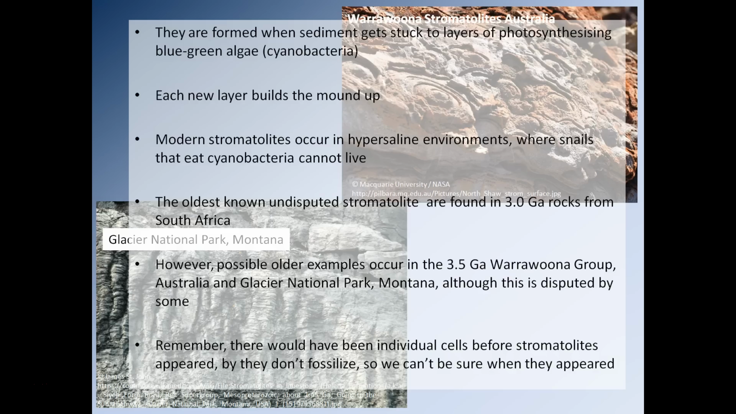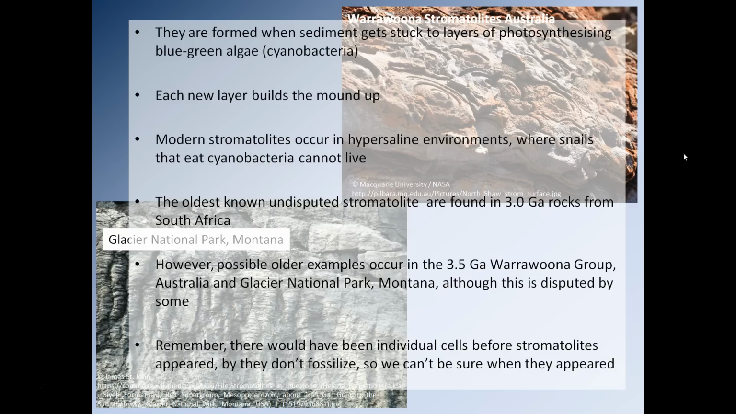So we actually have examples of stromatolites even now. These modern stromatolites live in extremely salty environments where snails that would eat the cyanobacteria under normal conditions cannot survive. So we actually have modern equivalents, and we can see how these stromatolites form in the modern environment.